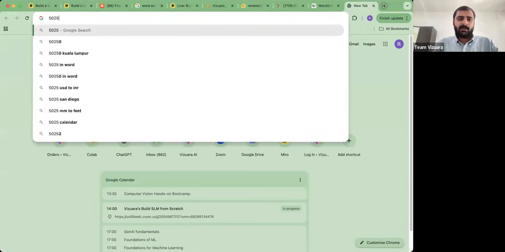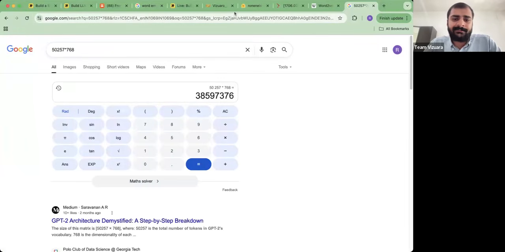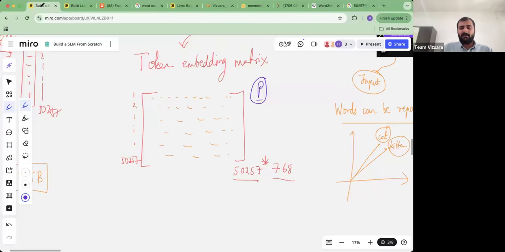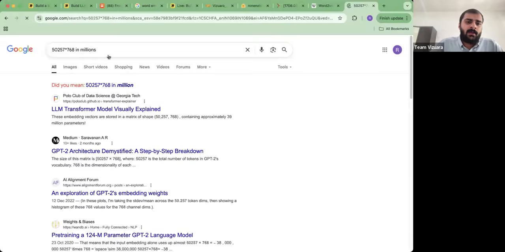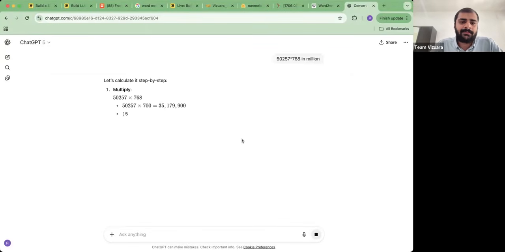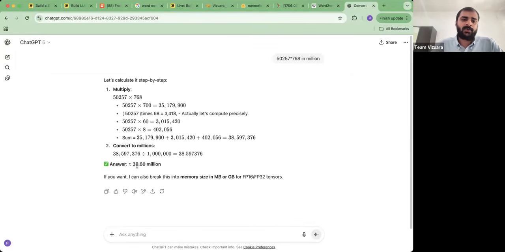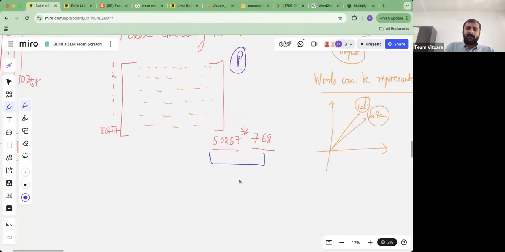50257 multiplied by 768. It's even difficult to count. It's around 38 million parameters. So here itself we have around 38 million parameters. Let's keep track of the number of parameters as they are assembled. So we have 38 million parameters here.